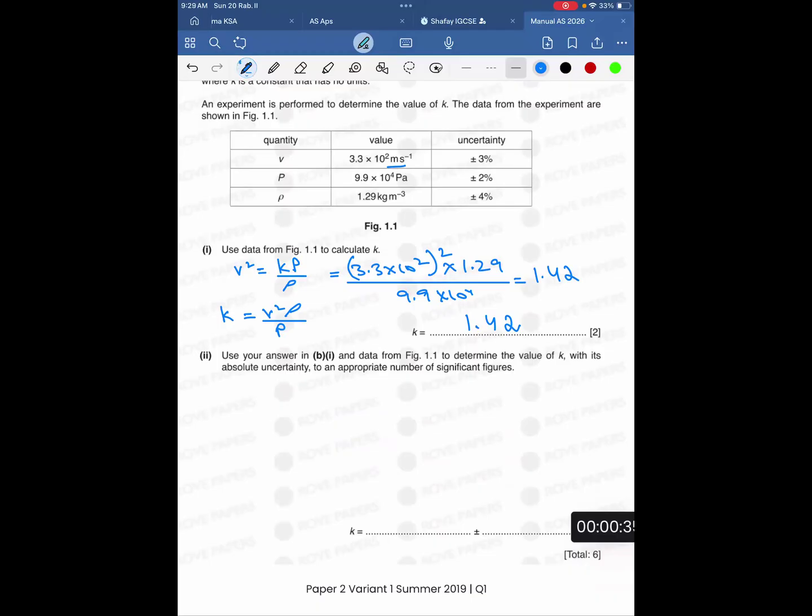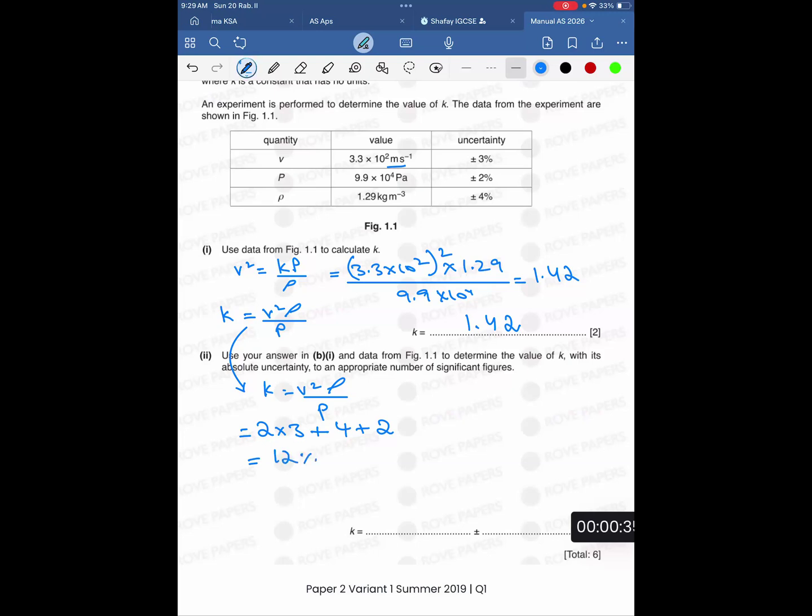Use your answer and data to determine the value of k with its absolute uncertainty to an appropriate number of significant figures. So see, we need to work on absolute uncertainty, carrying forward the same equation. k is equal to v squared rho upon p. Since v has a square, I have to multiply 2 by the percentage of v. The percentage of v is already given to us, 3, plus rho. Rho has a percentage of 4, and rho does not have a square or any other exponent, so I'm just taking it directly, 4%, plus p has a percentage of 2. So 2 threes are 6, 6 plus 6 is 12, plus 2, 12% is the answer.